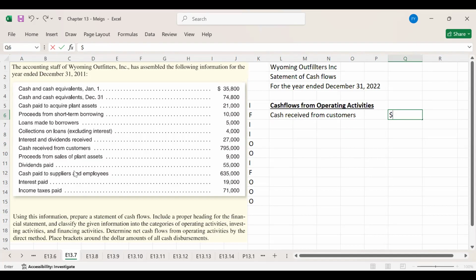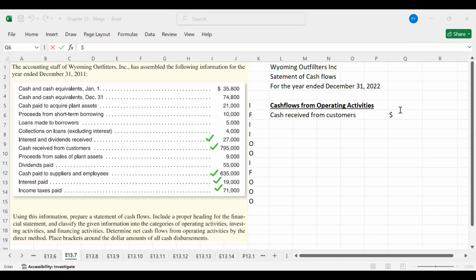You can see that cash received from customers is an operating activity. Then cash paid to suppliers is again an operating activity. Then we have interest and dividends received, which is again an operating activity as per US GAAP. Then interest paid and income tax paid.